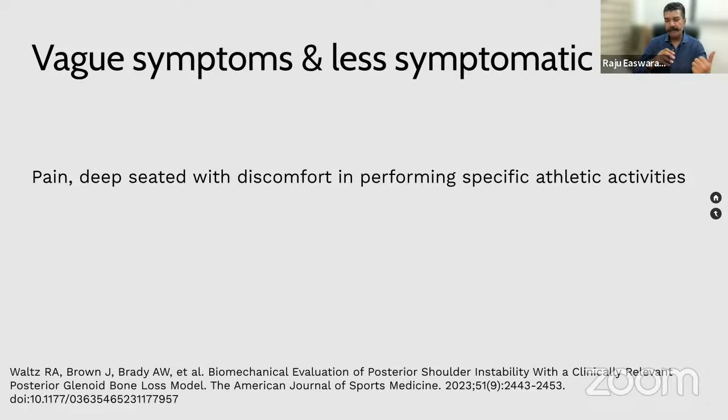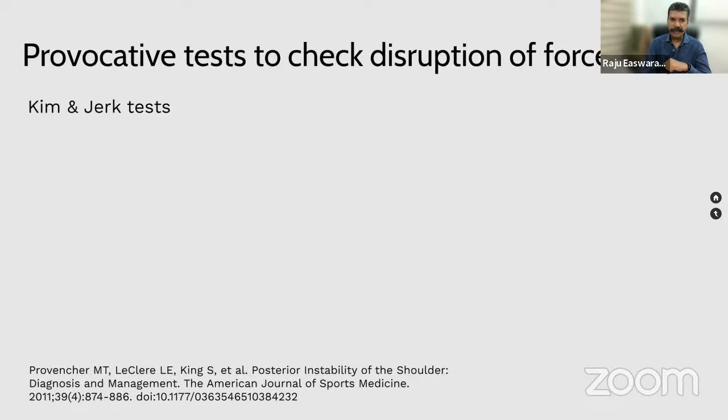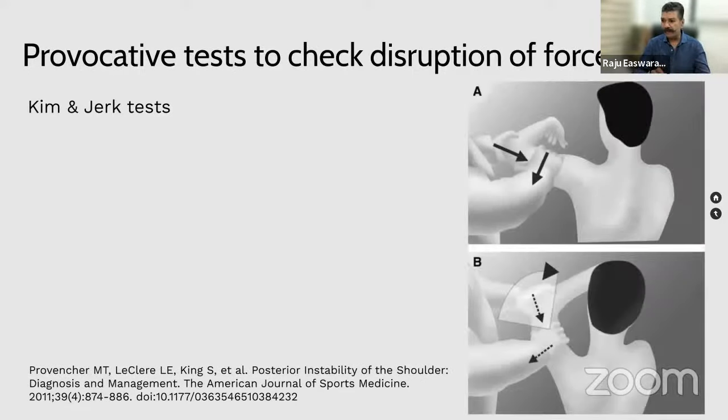They typically report deep seated pain, and they will specifically complain to you that when they perform the specific athletic activity, the pain flares up. A lot of tests are described. All of these are provocative tests. Essentially, the labrum is torn posteriorly, and you are trying to load the labrum in various positions of flexion and internal rotation.